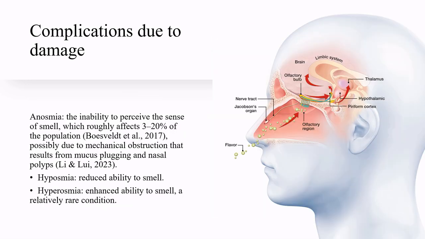Anosmia, the inability to perceive the sense of smell, roughly affects 3 to 20% of the population, possibly due to mechanical obstruction that results from mucus plugging and nasal polyps. Hyposmia is the reduced ability to smell. Hyperosmia, enhanced ability to smell, is a relatively rare condition.